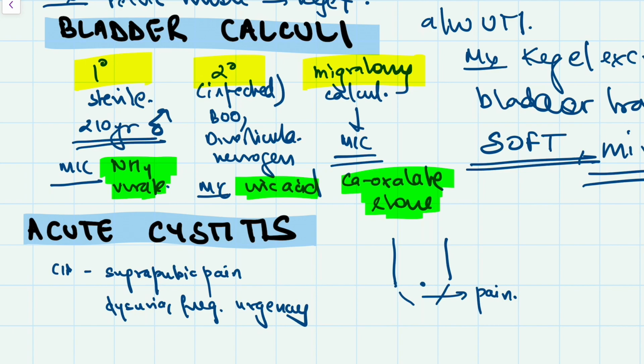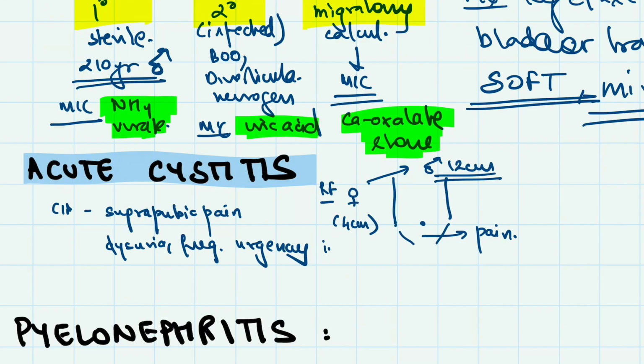Then the risk factor is female sex, because in females the urethra is of a shorter length than the males, right? It is around 4 cm in females, while it is 12 cm in males. Other risk factors could be the presence of an indwelling catheter, then diabetes mellitus, and conditions causing impaired bladder emptying.